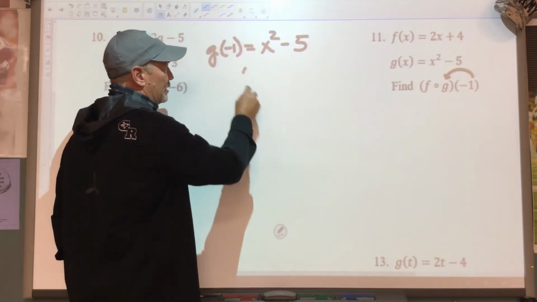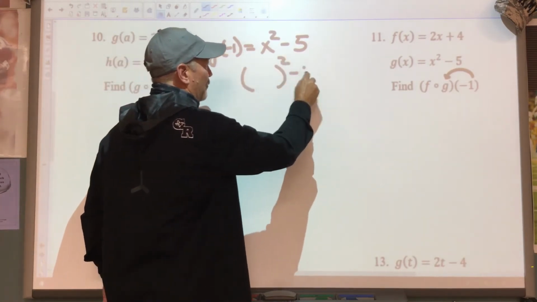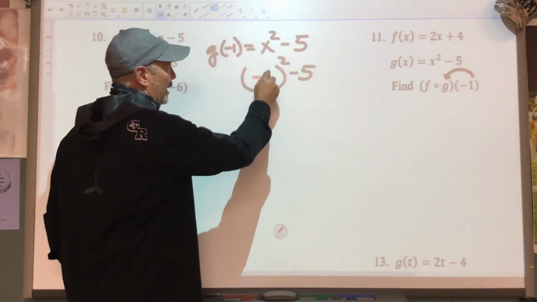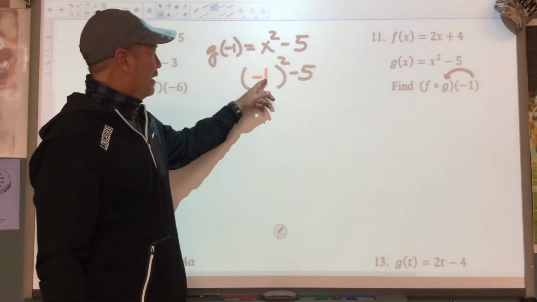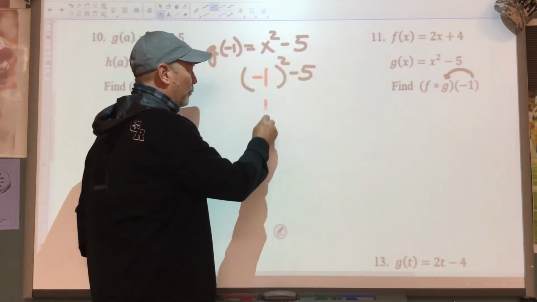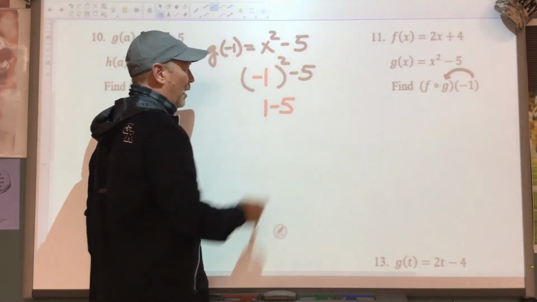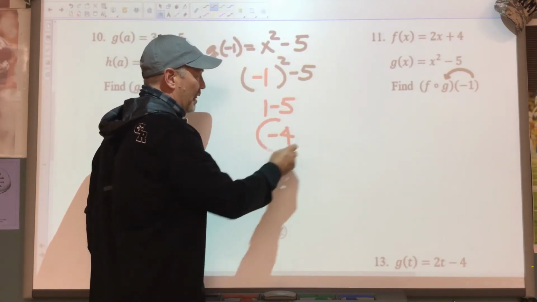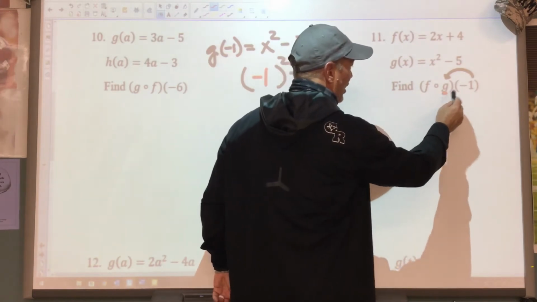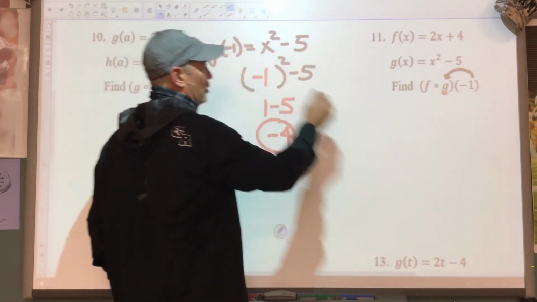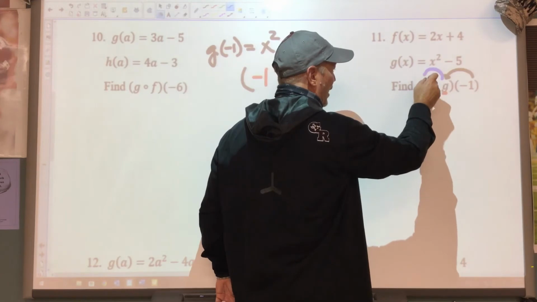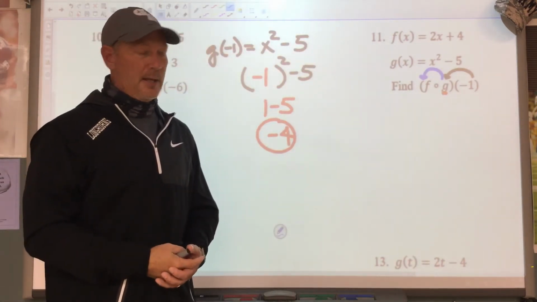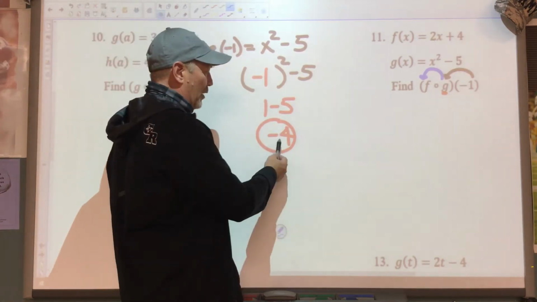This means somebody squared minus 5. And we agreed that we were going to substitute in -1. -1 squared is a +1. Minus 5, 1 minus 5 is going to give us a -4. That is our g. We're going to take our g answer, take this number, and we're going to substitute into the f function. Okay? So our f function, we're going to evaluate it at -4.